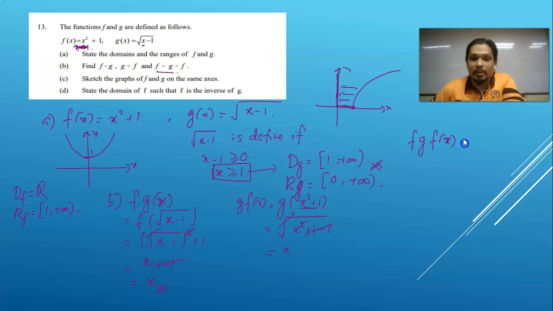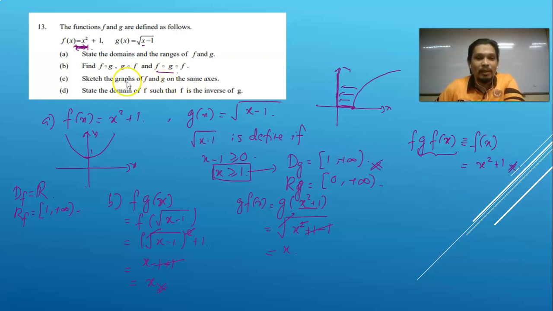And this one here, fgf(x). gf(x), we have found it earlier, equal to x. So gf(x), we have found it earlier, which is x here. Then it is x squared plus 1.